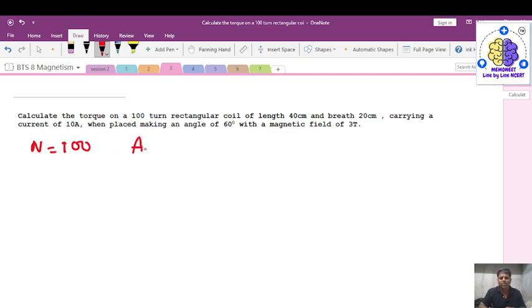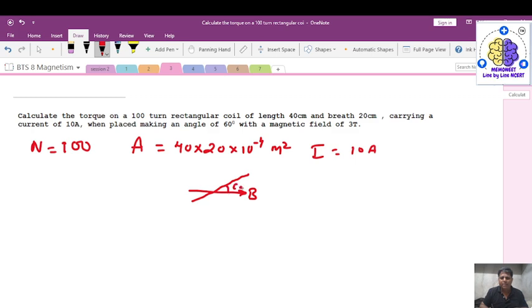Now if we calculate the area of the coil, it would be equal to 40 into 20 into 10 raised to the power of minus 4 meter square. This is the area. Then the current flowing in it is I equals 10 amperes. And the angle which the coil makes with the magnetic field, if this is the magnetic field B, then this is the coil and it makes an angle of 60 degrees, then its area vector, which is perpendicular to the coil, will be making an angle of 30 degrees.